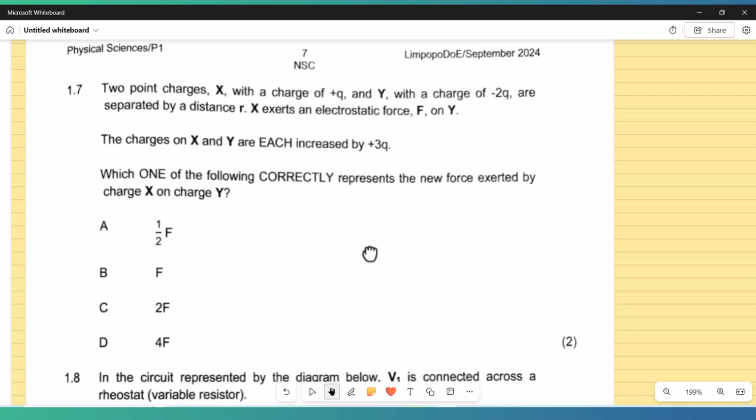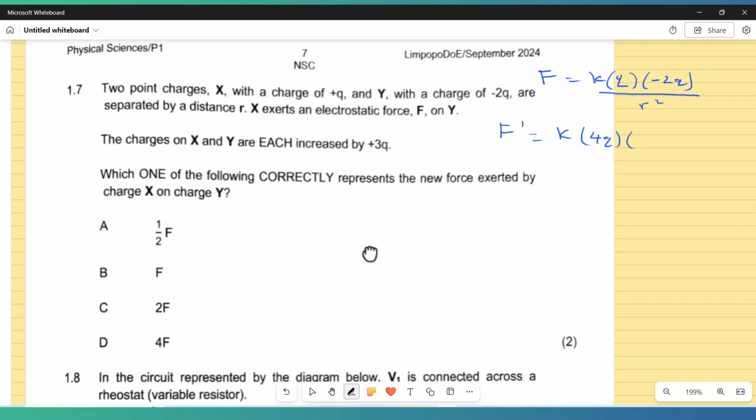So from Coulomb's law, what do we know, guys? That force is given by F equals K times the charge on X, which in this case is positive Q, multiplied by the charge on Y, in this case 2Q, divided by the distance squared. The distance was given here, it is R squared. Now what are the new changes? To get our new force, let me call it F prime. Now the K is the same. Each charge is increased by 3Q. So what is 3Q plus Q? It's going to give us 4Q. So multiplied by, what is negative 2Q plus 3Q?